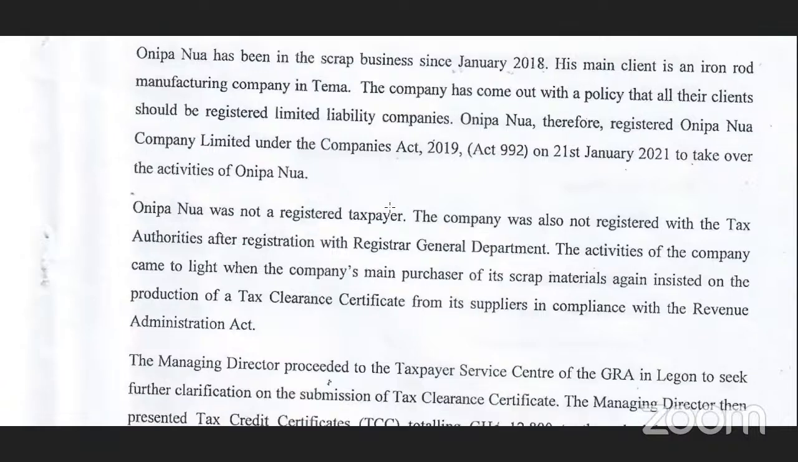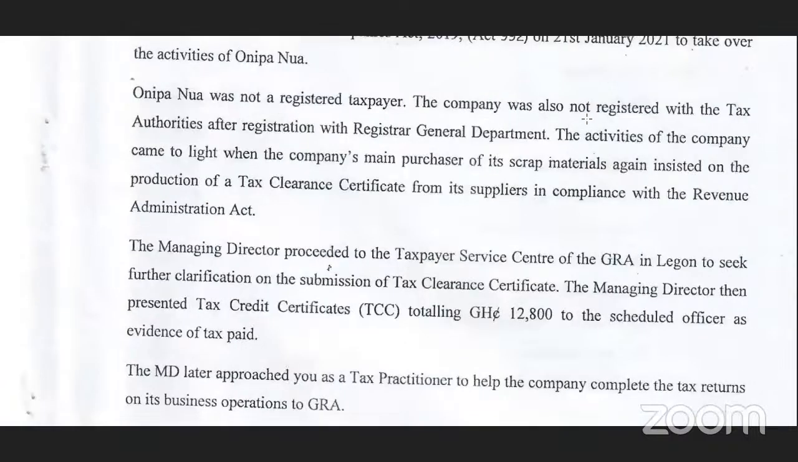Onipanua was not a registered taxpayer, and the company was not registered with the tax authorities after registration with the Registrar General's Department. The activities of the company came to light when the company's main purchaser of fish scrap materials insisted on the production of a tax clearance certificate from its suppliers in compliance with the Revenue Administration Act.